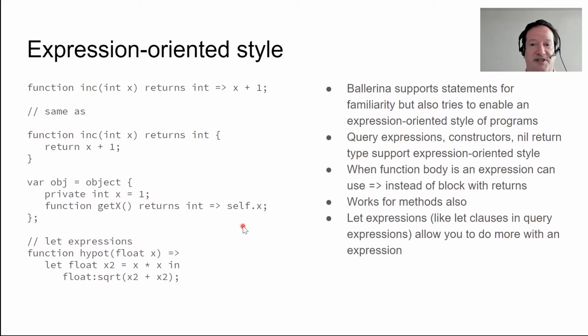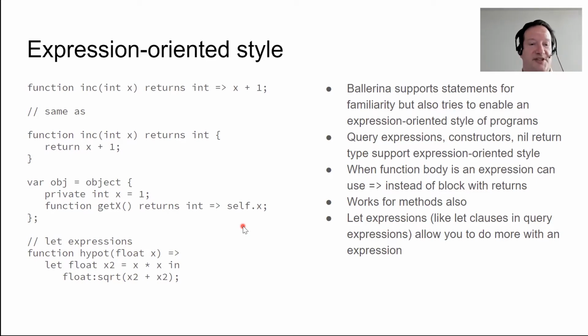And there are a couple of little features that support that. We've already seen query expressions. Again, that's a very powerful thing, which allows you to do a lot with expressions. Constructors, so when you're constructing a map with a constructor expression or constructing an array with an array constructor, that's also an expression. And also nil, our concept of nil, is another little example. Functions that return nil return a value, so they're expressions and can be used in expressions.